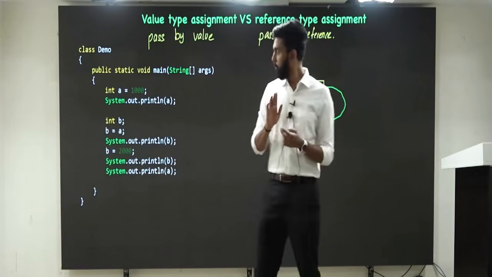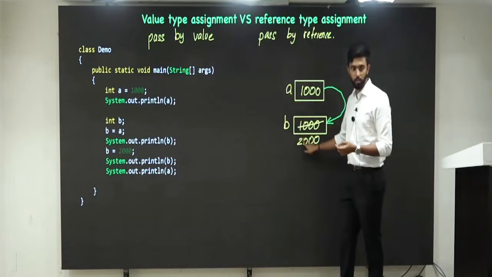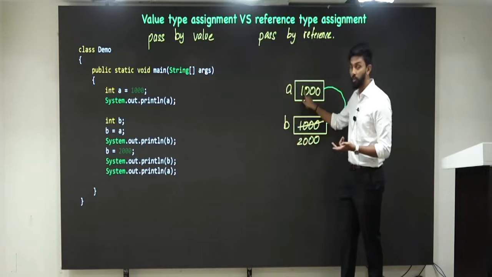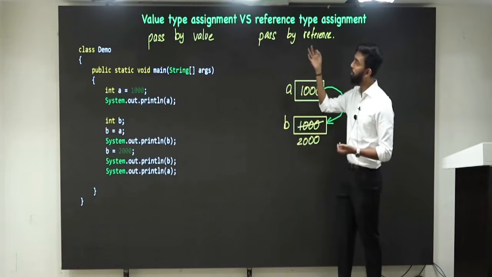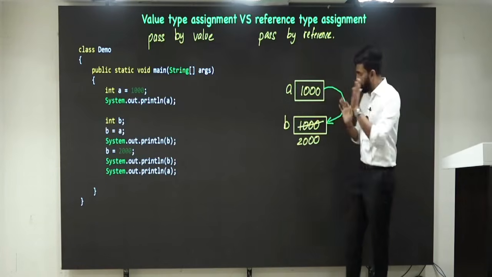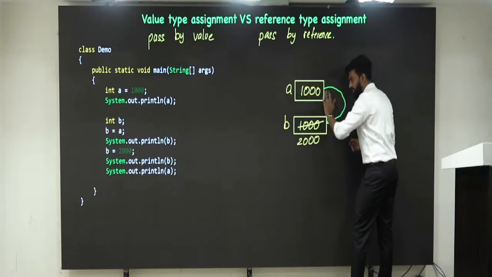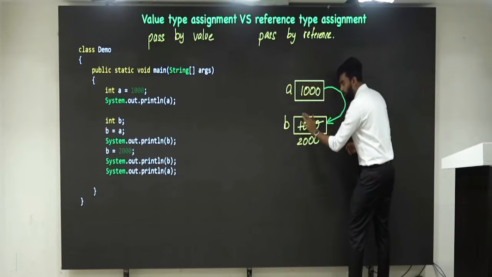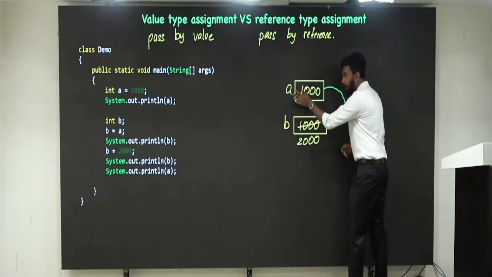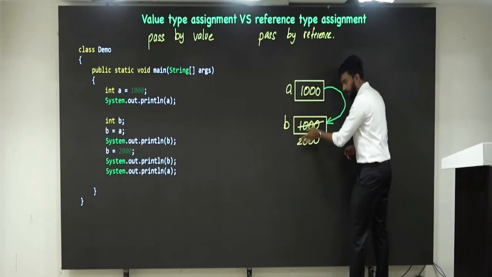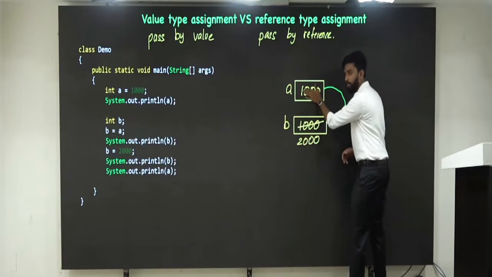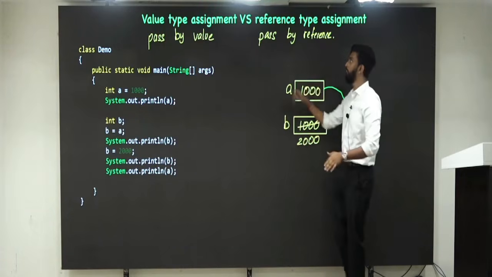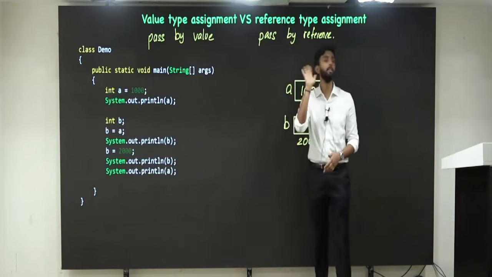Tell me, what he did in his Xerox, will it reflect in the original? No. They are 2 different copies. So, value type assignment is clear. Value inside one variable is assigned to another. Change made inside one variable will not affect the other. Now tell me, if I change A, will it affect B? No. If I change B, will it affect A? No. 2 different copies. But reference type is not like that.